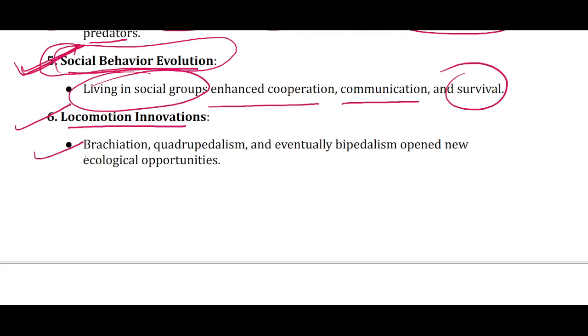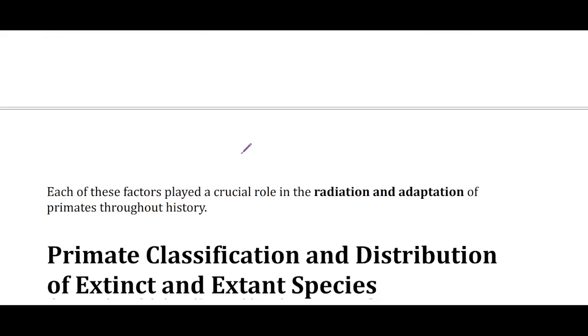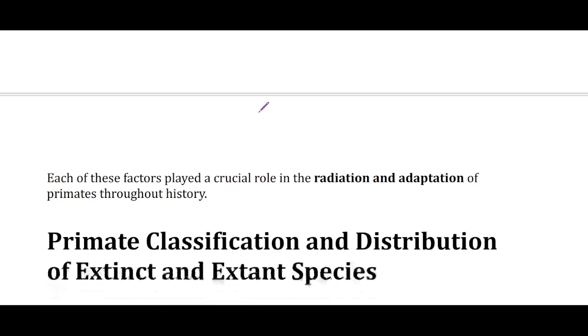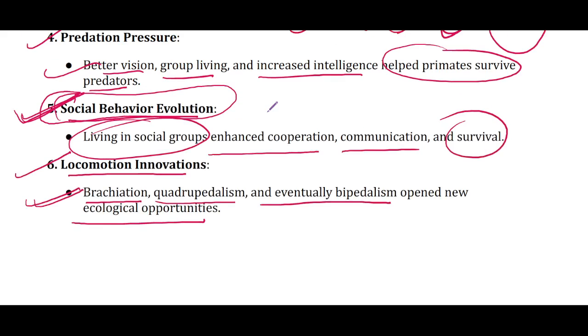So here, from brachiation, quadrupedalism to eventually from habitual bipedalism to bipedalism. All these innovations provided new ecological opportunities for us to survive. And in the next video, we are going to talk about primate classification.